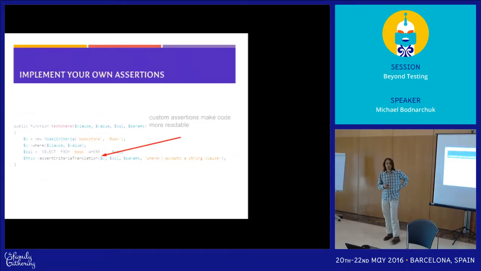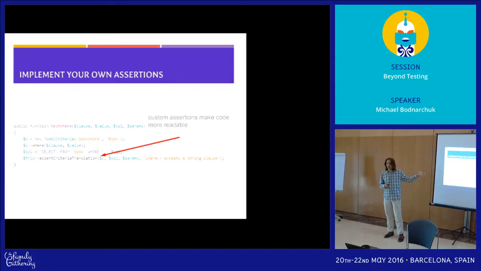To make tests more verbose and easier to understand, it's a really good idea to create your own assertions. I'm not sure what happens in this assert criteria translation, but I can understand what it is trying to test. And this is from the Propel framework, Propel ORM code, and it's really simple: 4 lines of code, easy to understand, really verbose.